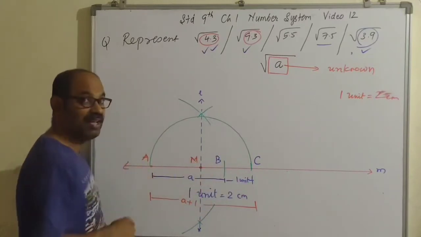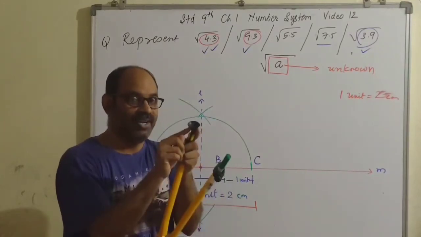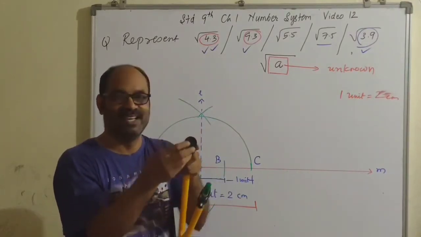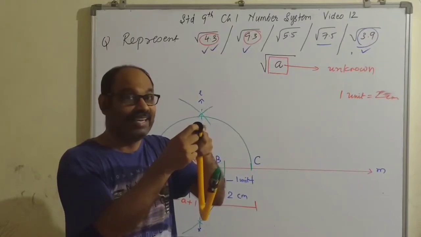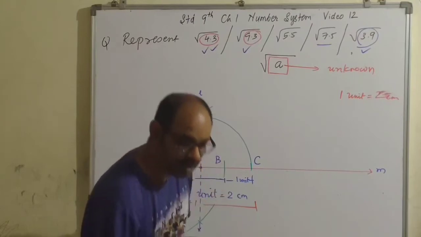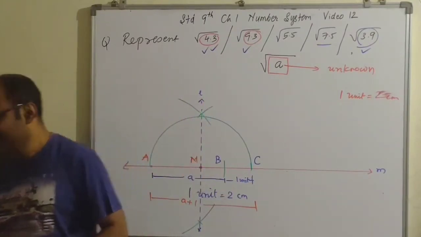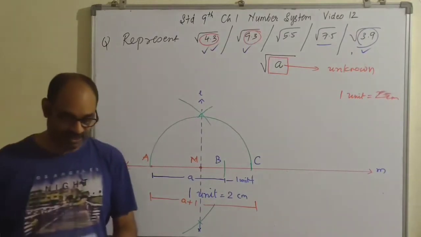See, here the circle is not passing through A. It's because of this reason: I'm not using a point, I'm using this part. That's why I'm not getting the exact center. But when you use your compass, you will get it exact. You got this?